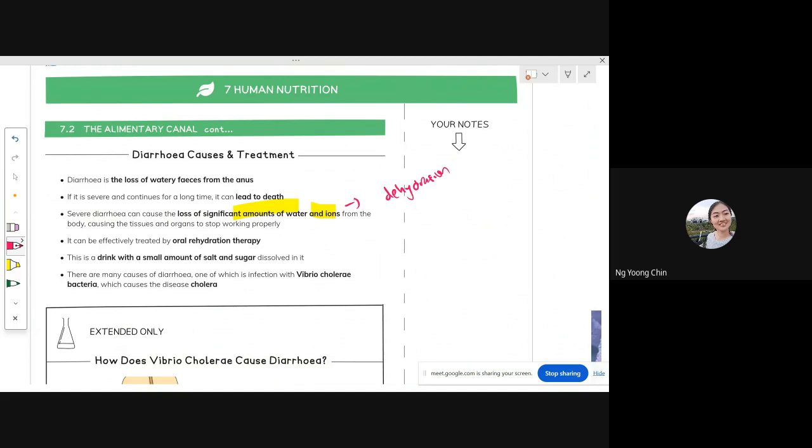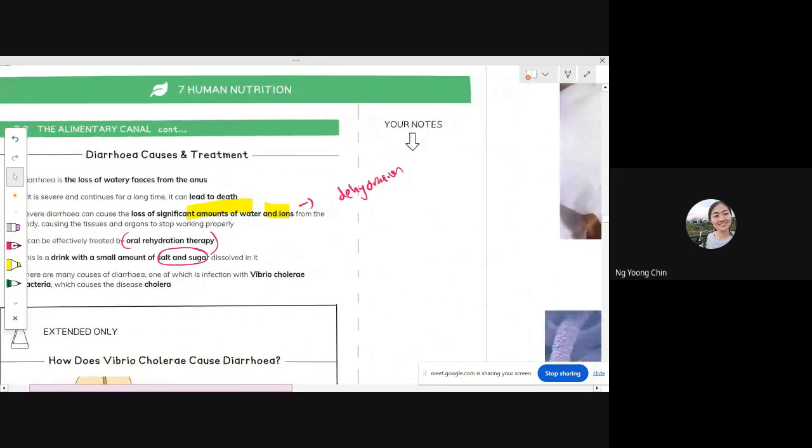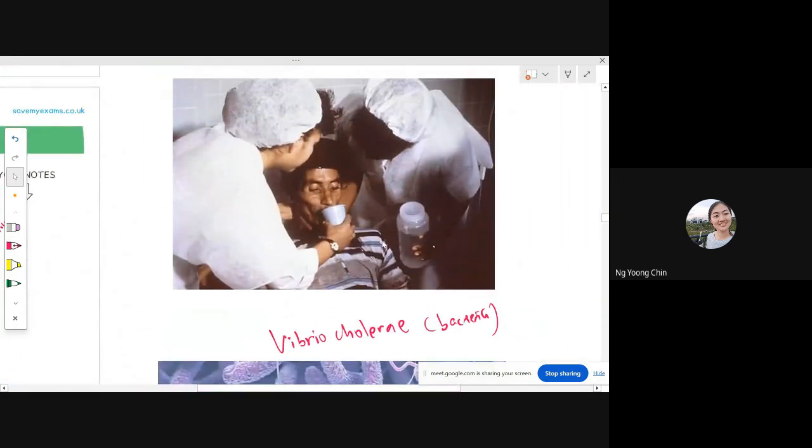So for the treatment, usually the patient will be treated with what we call oral rehydration therapy. What I mean by oral rehydration therapy is that the patient will be given a solution, a mixture of salt and sugars dissolved. Yeah, this one. So it will appear this way. So here's an example of cholera patients. They will be given oral rehydration therapy to replenish the fluid lost from their body.